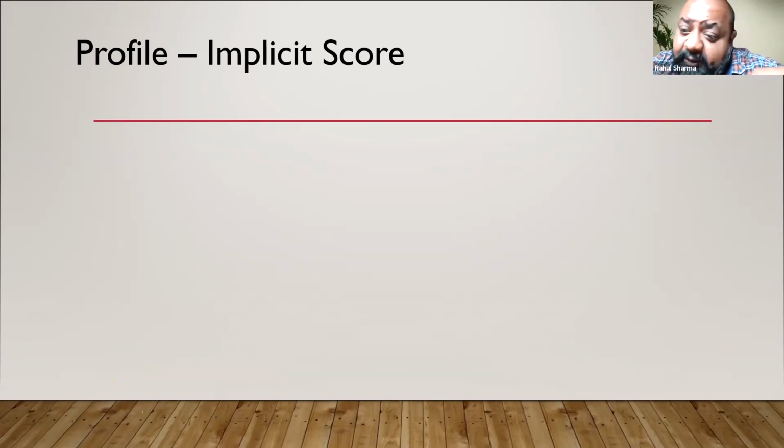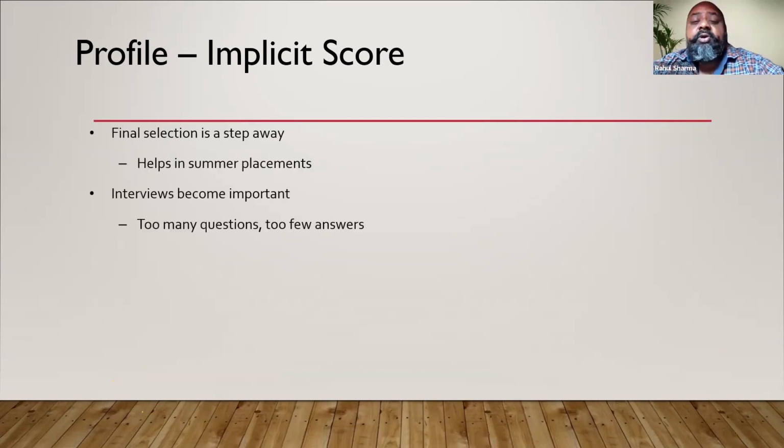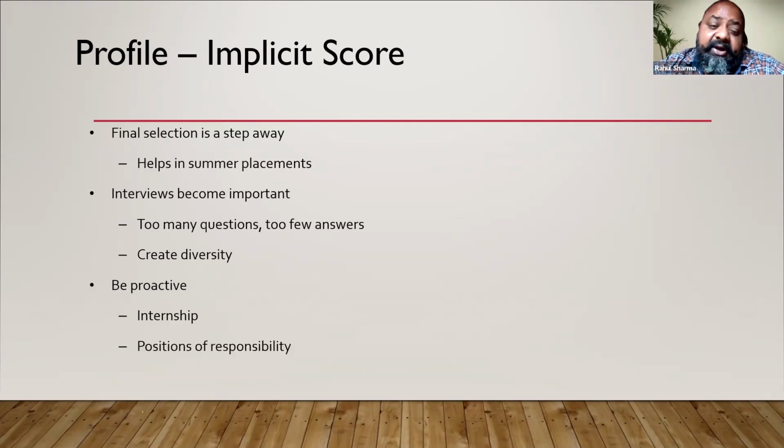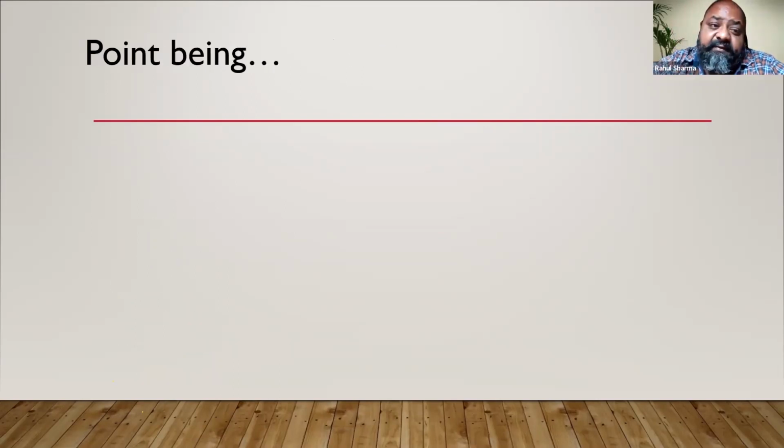Also, since CAT still has 8 months to go, please start working on your profile score as well. It does help a lot during your selection and after your selection, your summer placements in MBA as well, right? The idea has to be to create diversity. Therefore, be proactive. If you're able to get internships, positions of responsibility, participation in competitions, or certifications for that matter, these are 4 areas that will give you good marks in interviews, and eventually when you sit for summer placements in your MBA, they will help you build a good CV for yourself, right?